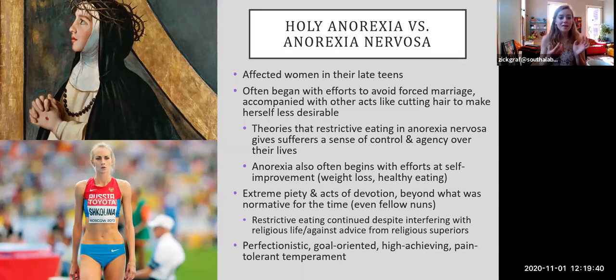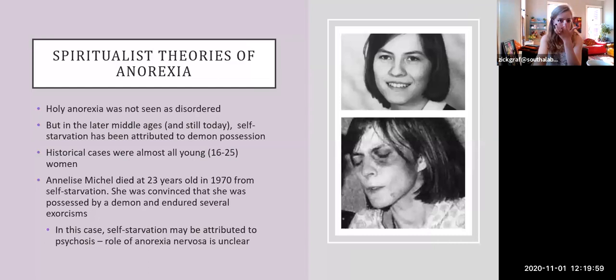Women with holy anorexia, just like people with anorexia today, were described as having really perfectionistic, goal-oriented temperaments. They were really high achieving, like St. Catherine being an advisor to the Pope, and they were able to tolerate a lot of pain and a lot of deprivation in pursuit of their goals, just like women and men today with anorexia.